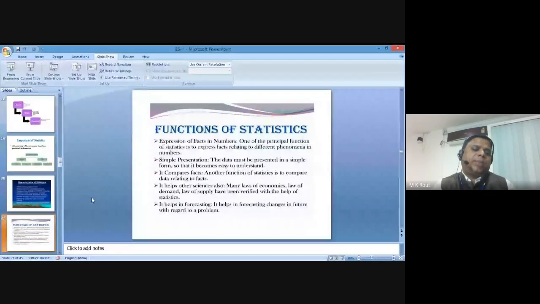The next is it compares the facts. Another function of statistics is to compare the data related to facts. So how is data related to facts? As you know, in case of telecom sectors, I will provide the best example from the telecom sector. So why is Jio very famous? Jio is famous for its marketing strategy, and that strategy is directly drawn from the data. Jio found that in 2015 a worldwide survey was taken, and in that particular survey, the data interpretation shows that in India, every person uses 2 to 3 mobile phones.